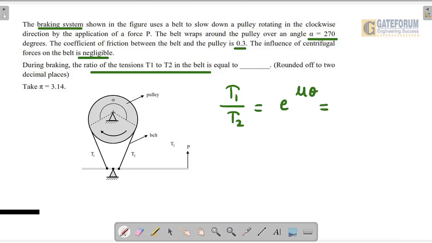Here e to the power mu theta is e to the power 0.3 into 3 pi by 2. If you have a calculator, please use it. The value of pi is 3.14, e is 2.71. Let me calculate, guys. 2.71 to the power of that is 4.11. This is the right answer.